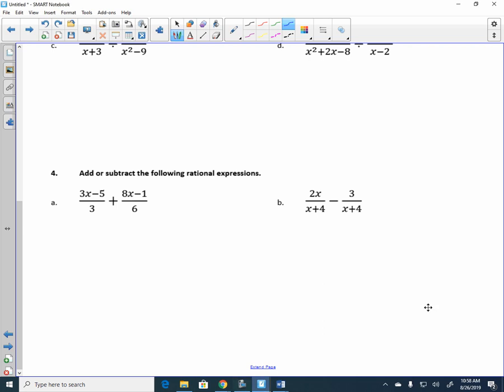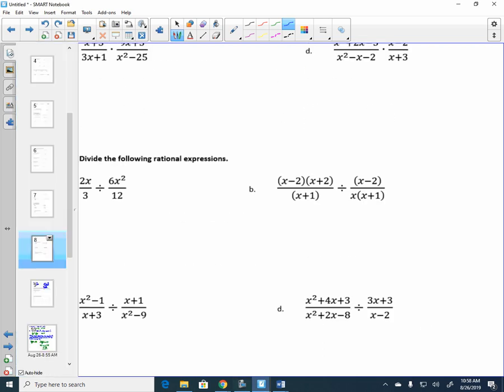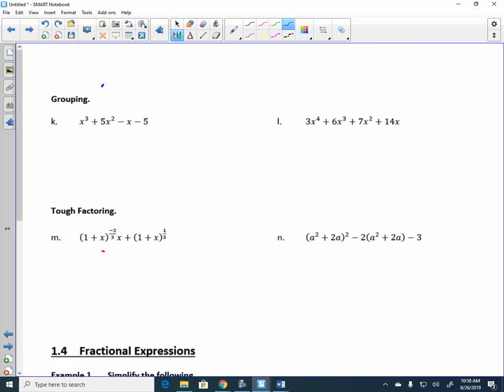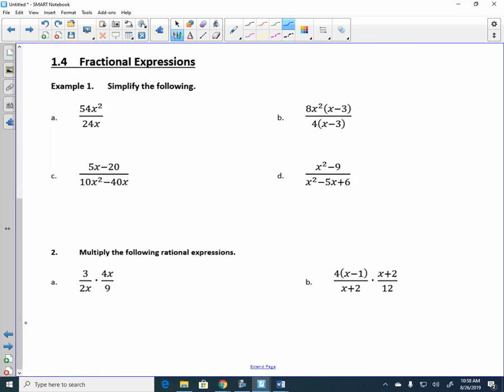We are investigating rational expressions. This is something that for our college algebra class is hopefully a review. I want to simplify this expression 54x squared over 24x. And I'm only going to write this out once. I'm going to write it as 9 times 6 times x over 6 times 4 times x.